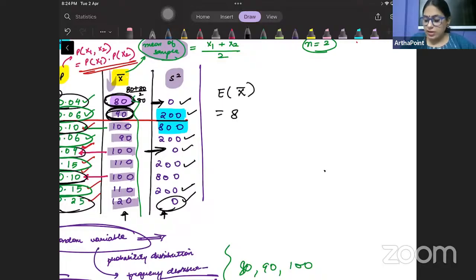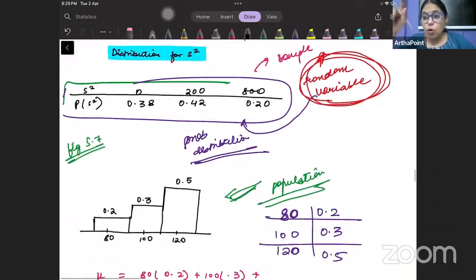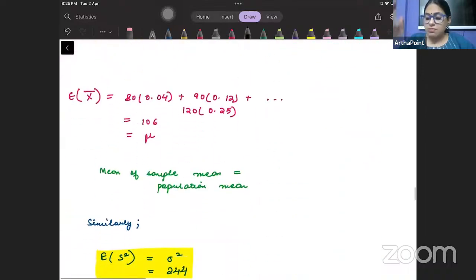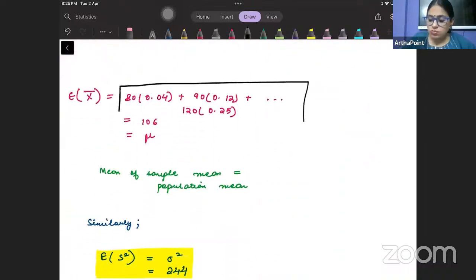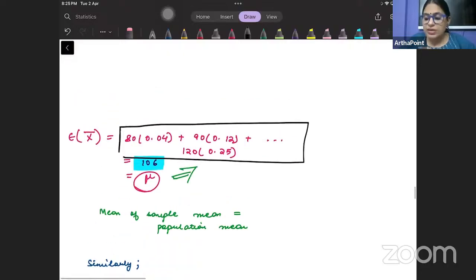इट विल बी 80. तो ये 80 वैल्यू आ रहा है मीन का, 90 आ रहा है, 100 आ रहा है, 80, 90, ये सब। सो इफ आई गो अहेड एंड आई फाइंड द मीन ऑफ दीज मीन्स, जो भी हमारे पास यहाँ पे वैल्यूज आई हैं, अगर मैं उनका मीन निकालूं, I will get it at exactly 106, which is the mean of the population. So this is a very important thing.